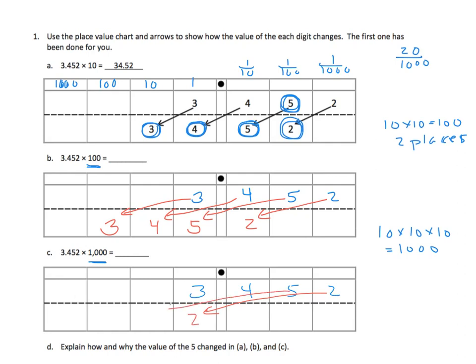Okay, now I have 5,000 pennies. If I have 5,000 pennies, I have $50. I have 4,000 dimes, and that would be $400. And I have 3,000 dollar bills, which is the same as 3,000ths. Okay, let's go on and explain how and why the value of 5 has changed in A, B, and C.